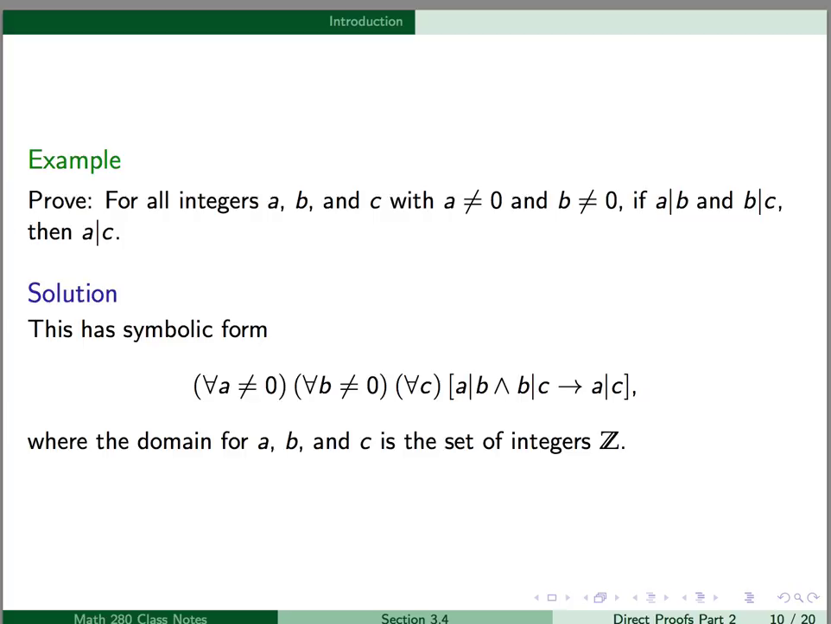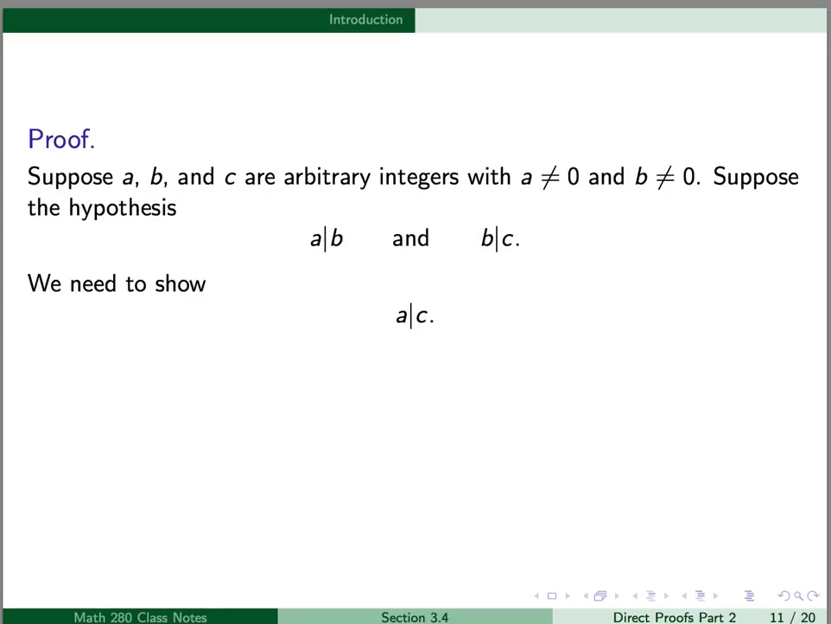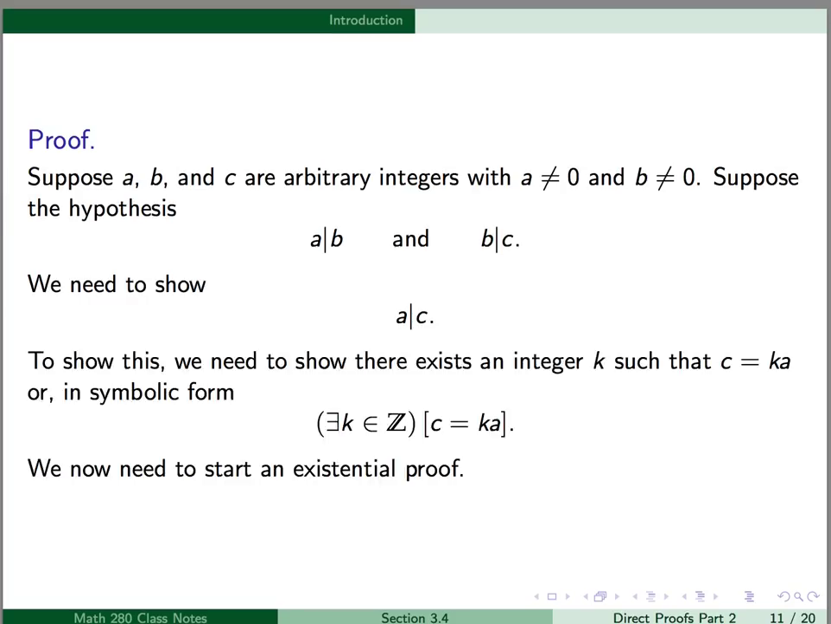So this is a universal statement with three universal quantifiers. So we're going to start our proof by using a proof by arbitrary element. So we suppose a, b, and c are arbitrary integers with a and b not equal to 0. We suppose the hypothesis a divides b and b divides c. We then need to show the conclusion a divides c. To show this conclusion, we go back to the definition of divides, and we need to show there exists an integer k such that c is equal to ka, or in symbolic form, there exists a k in Z such that c is ka.